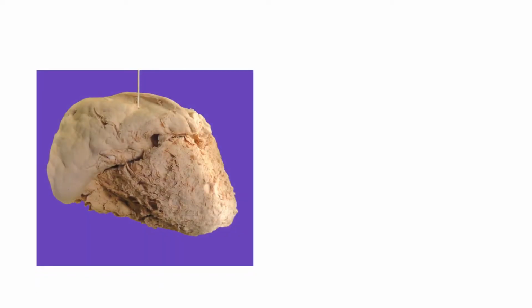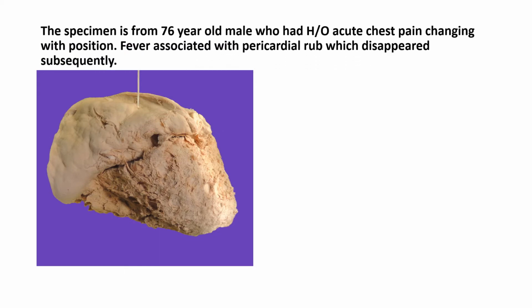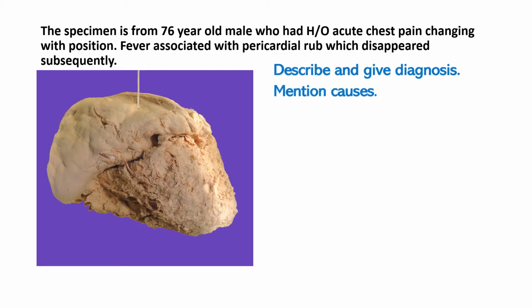Let us see the next specimen. The specimen is from a 76-year-old male who had history of acute chest pain changing with the position. Now this is a clinical scenario. He also had fever associated with pericardial rub, which disappeared subsequently. So pericardial rub appearing and disappearing. Describe and give your diagnosis and mention the causes.